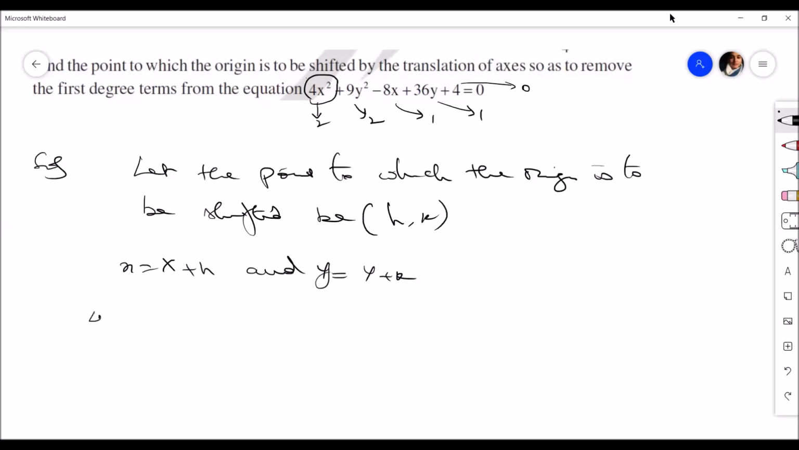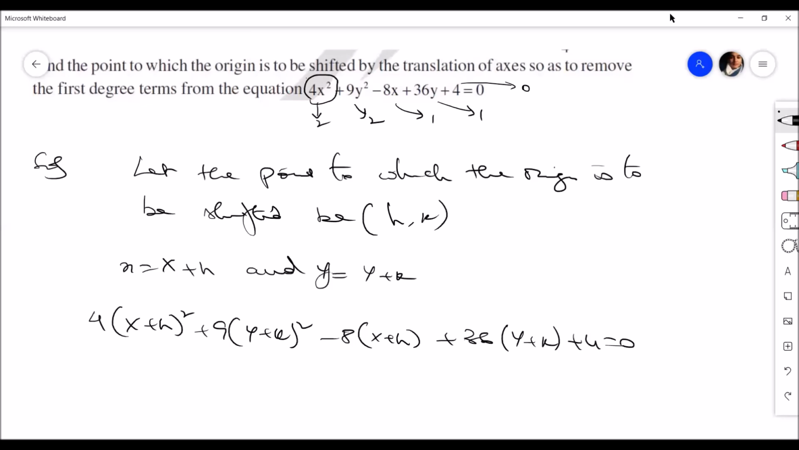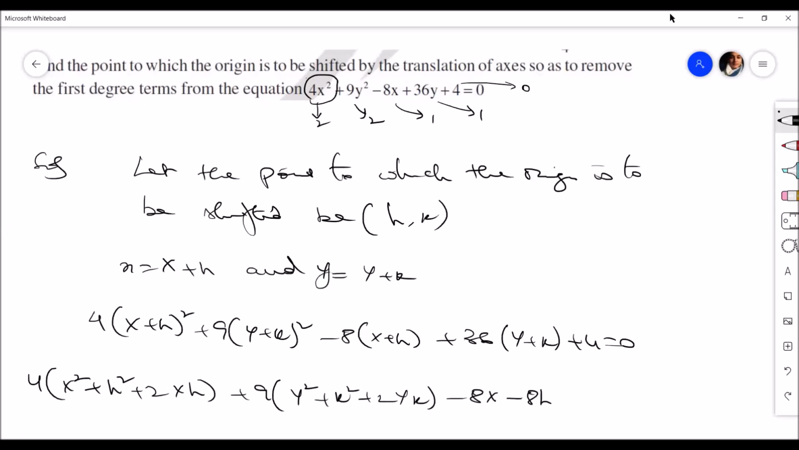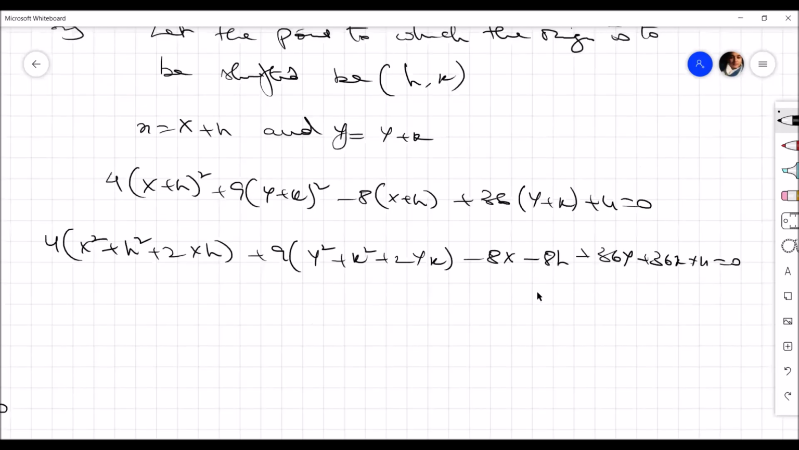That will give me 4 into capital X plus h whole square plus 9 into capital Y plus k whole square minus 8 into capital X plus h plus 36 into capital Y plus k plus 4 is equal to 0. Right? When I expand this, I would be getting 4 into x square plus h square plus 2xh plus 9 into y square plus k square plus 2yk minus 8x minus 8h plus 36y plus 36k plus 4 is equal to 0. Right? Very simple algebra.